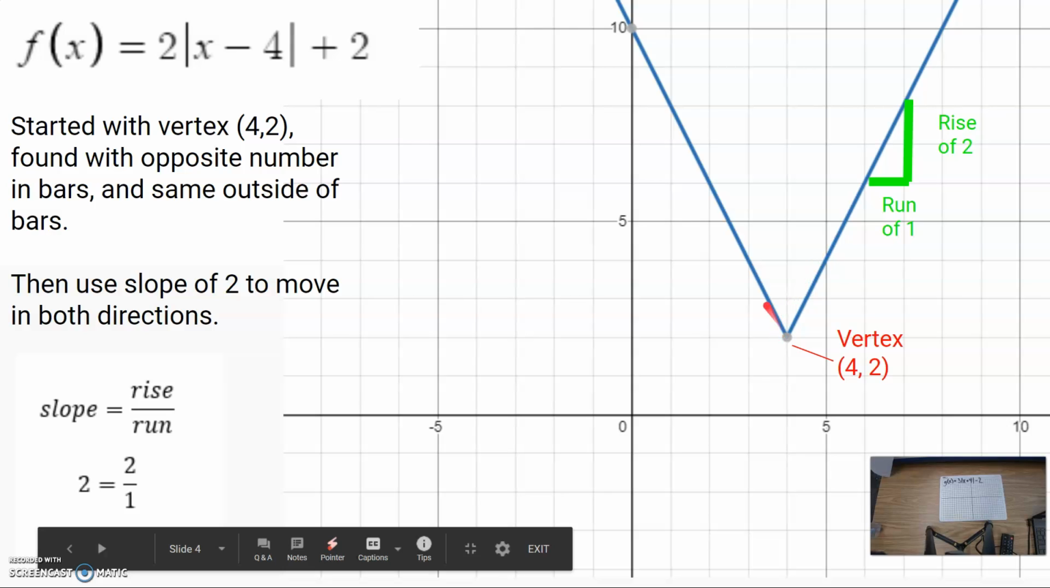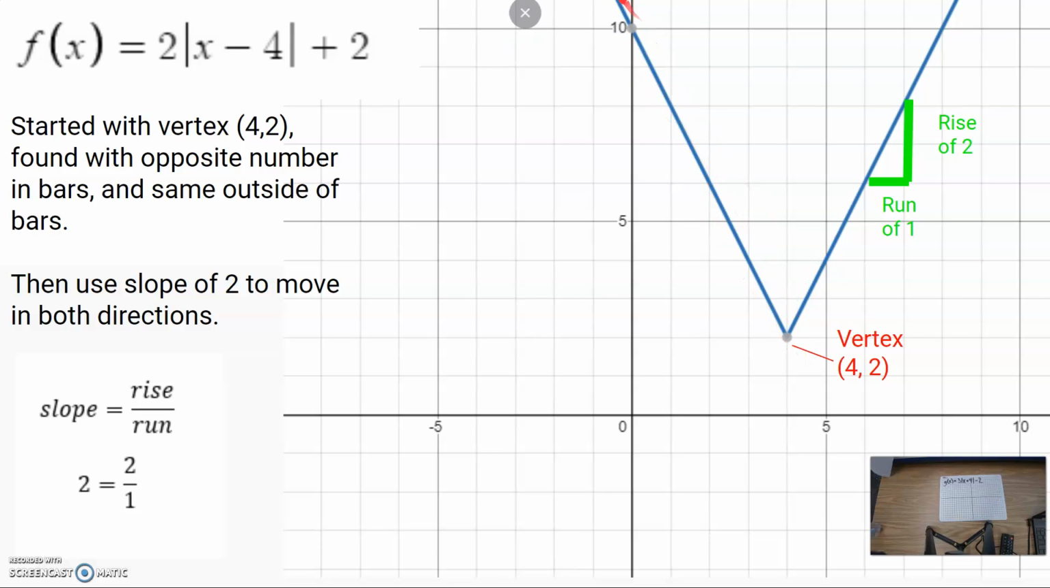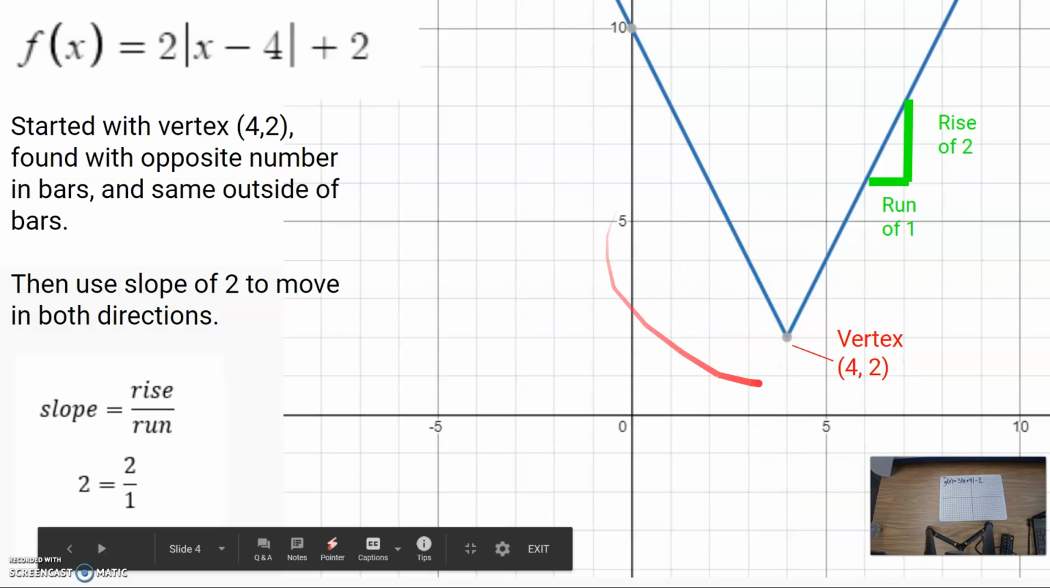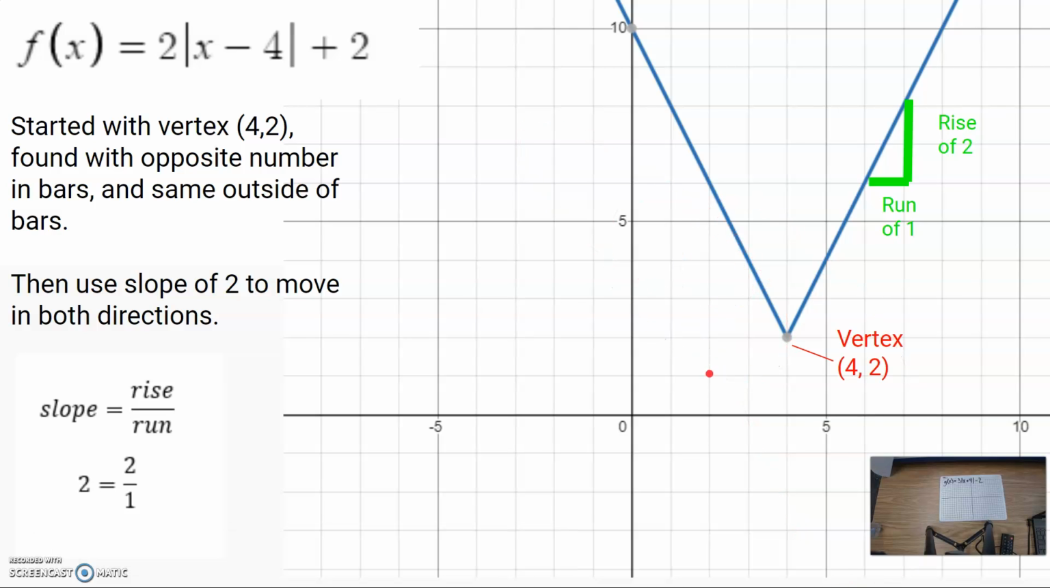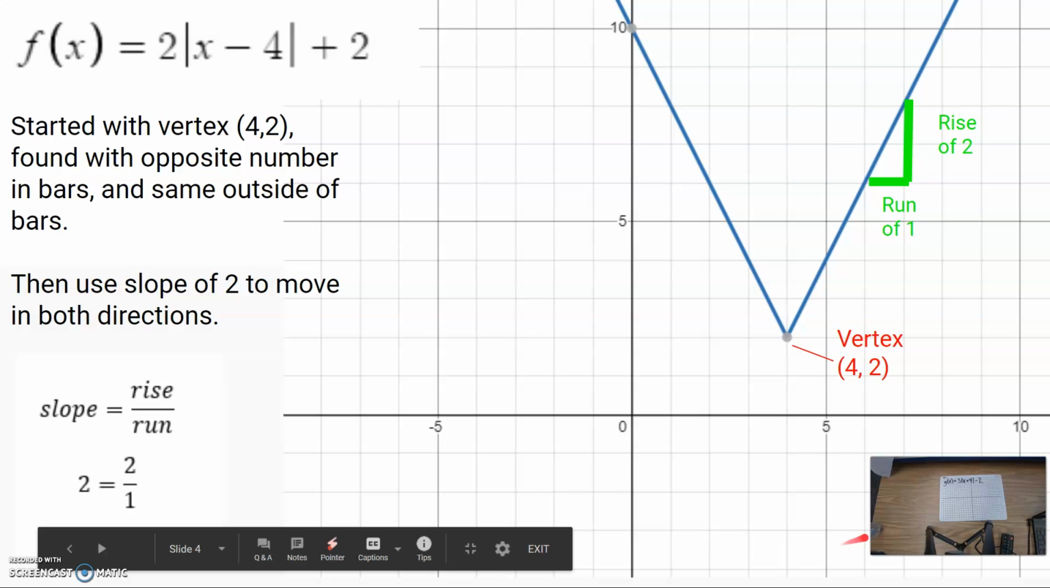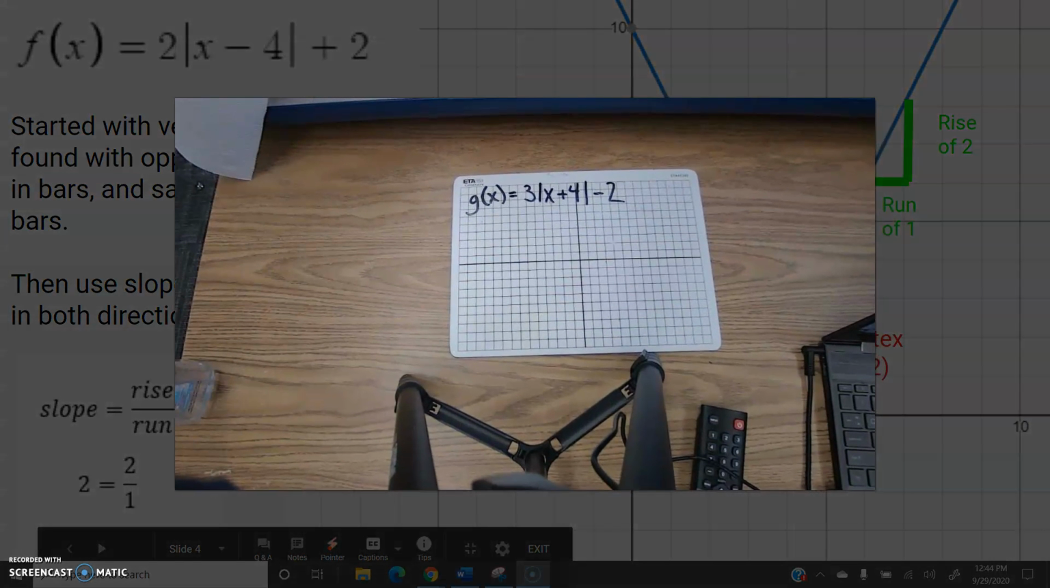Now, if we wanted to get the other part of the absolute value little V here, we'll go back to the vertex and then we go up 2 over 1, up 2 over 1. So that is how you would graph an absolute value function. Let's take a look at an example that I have here.